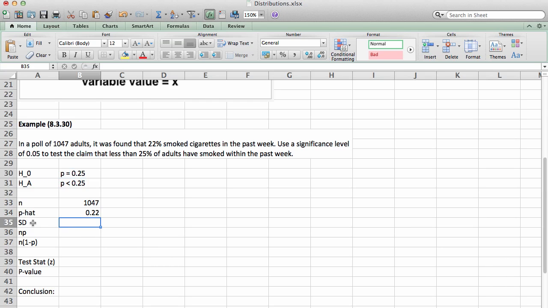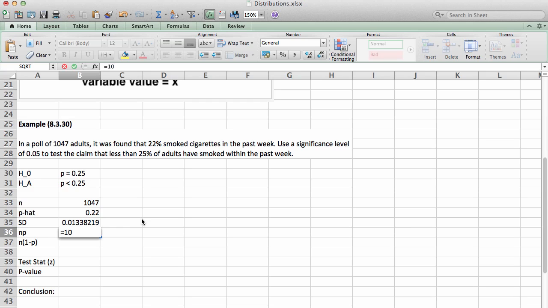That's why I'm calling this a standard deviation and not a standard error, and I'm going to use the formula for the standard deviation of a sampling distribution of proportions, which is square root of p, so square root of 0.25, times 1 minus p, so times 0.75, divided by n, so divided by 1,047. Close parenthesis for my square root, and it gives me a standard deviation of 0.0133 and some change. Before I proceed with the hypothesis test, I should be checking these conditions.